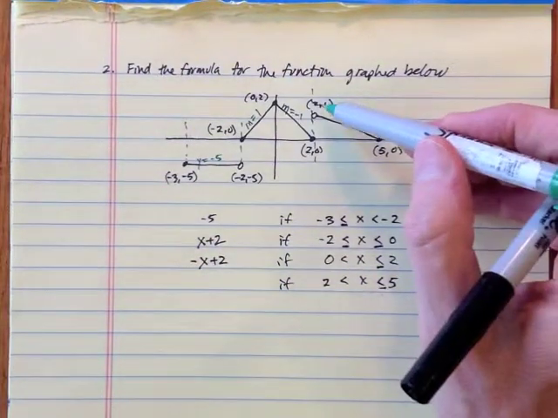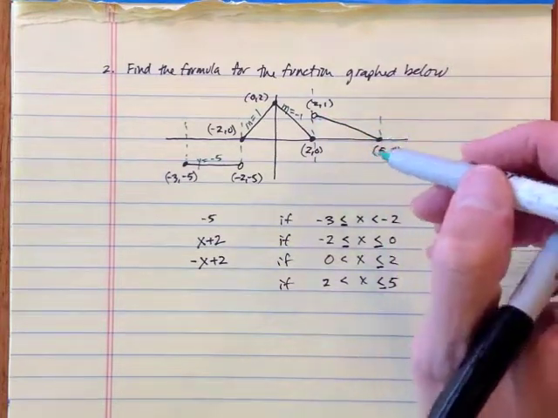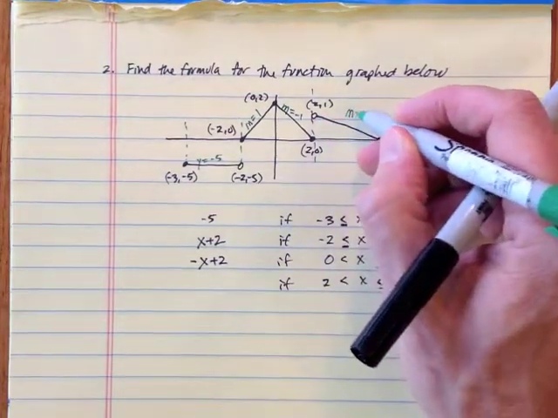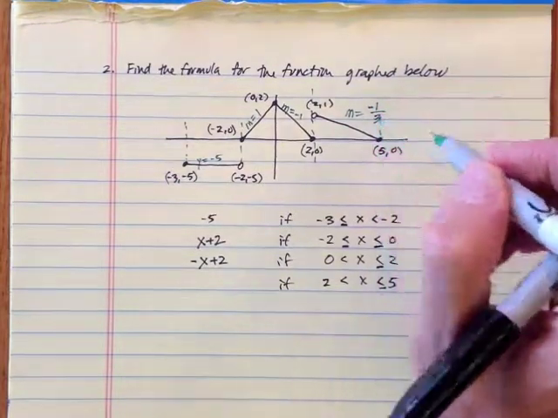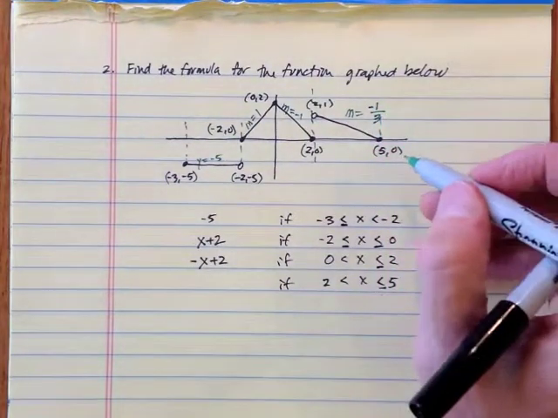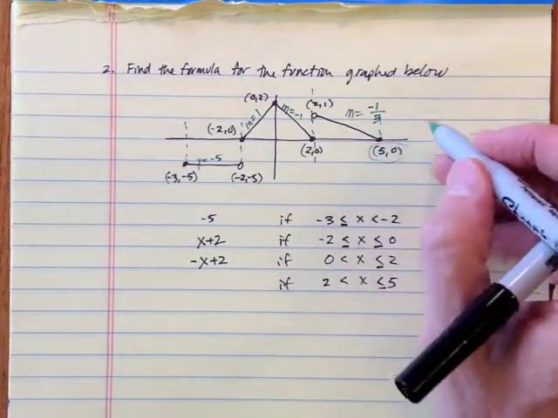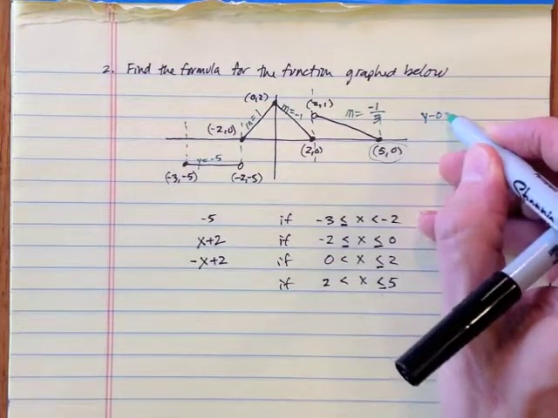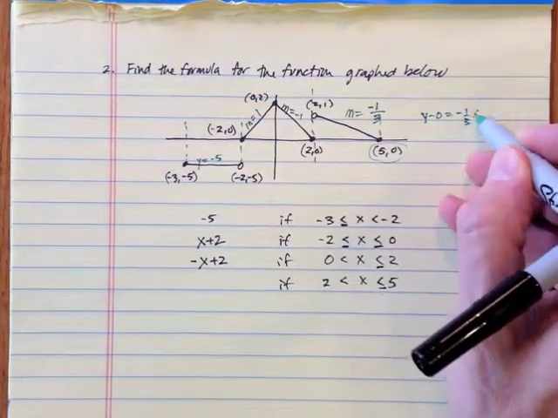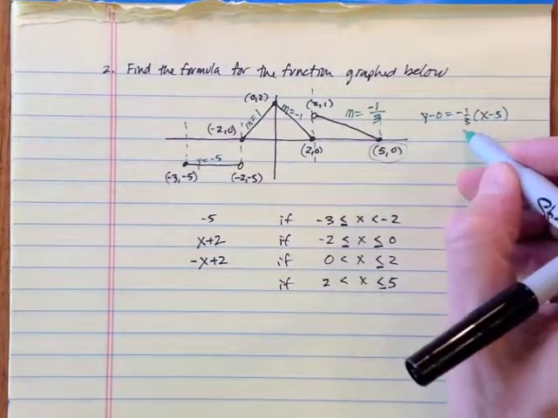And this line, let's see, it goes down 1 as x moves to the right 3. The slope is change in y over change in x. The slope is -1/3. Let's find this line. Let's say here's a point on the line. So I could find this line in point slope form easily. So how about y minus 0 equals -1/3 times (x minus 5). That's y equals this.